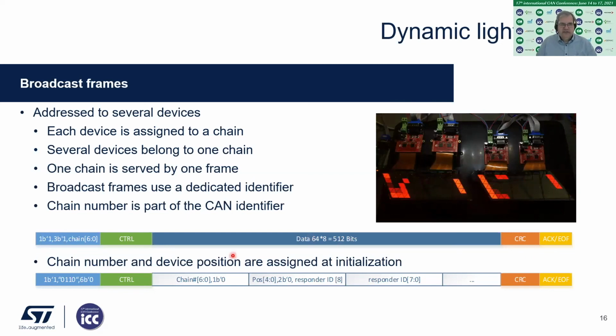And this is initialized at the beginning. Every device gets assigned a chain number, and also a position where to find its data, along with the responder ID at the chain initialization sequence. Then the broadcast frames can be sent, and each of these responders can pick its data from this 64 bytes or 512 bits, however you may want to look at that.